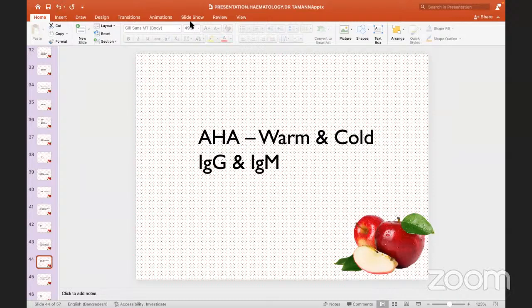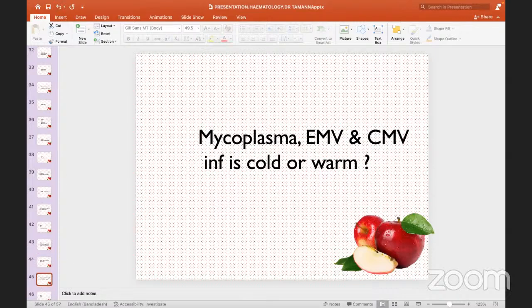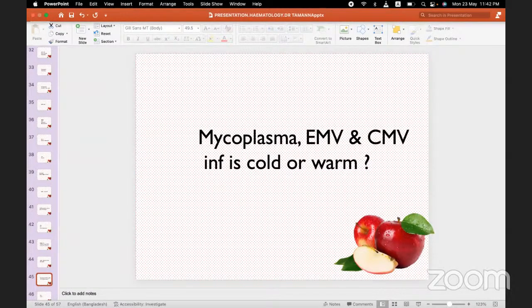IgG produced is low, so the warm variety is slow, right? So warm and cold autoimmune hemolytic anemia. These things will come in your clinical exam, okay? Now, I told you that cold is IgM, so it is fast.